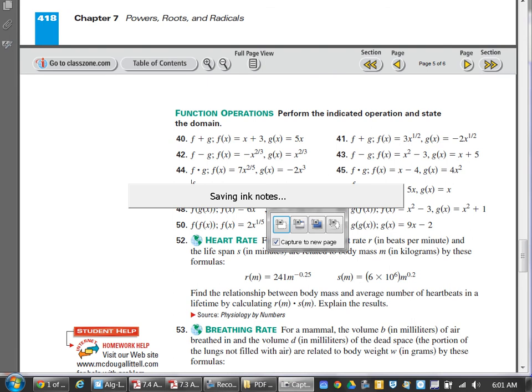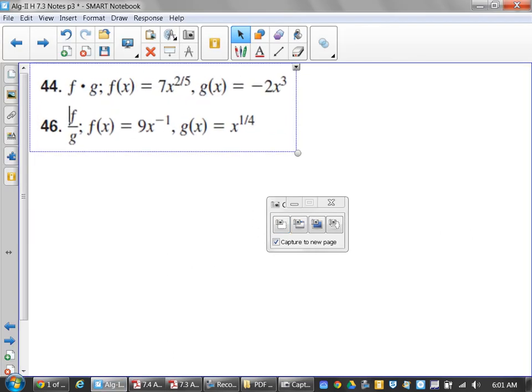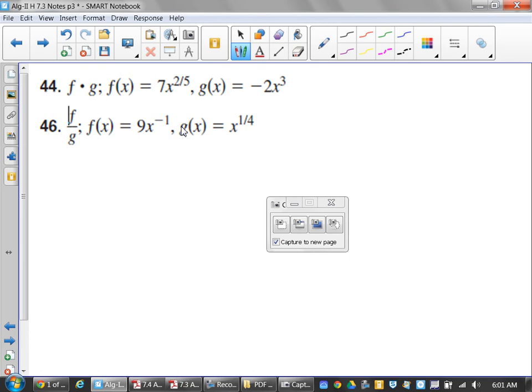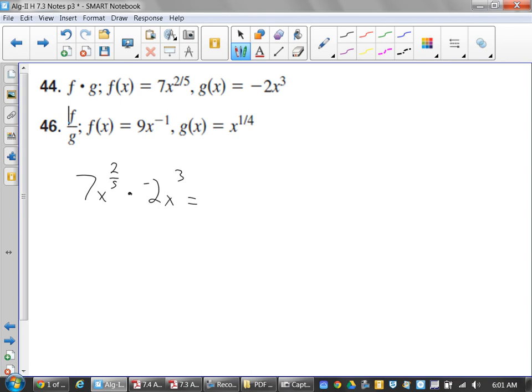So, composite functions, f of x times g of x. For 44, it's 7x to the 2/5 times negative 2x cubed. Well, when you do this, numbers first, negative 14. And now you have the same bases, different exponents. You're multiplying, so you add them. 2/5 and 3, well, 3 is the same thing as 15/5, so I ended up with negative 14x to the 17/5.